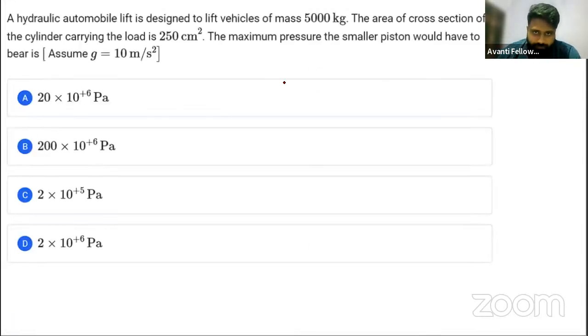Now, question number 2. A hydraulic automobile lift is designed to lift vehicles of mass 5000 kg. The cross-sectional area of the cylinder carrying the load is 250 centimeters square. The maximum pressure the smaller piston would have to bear is?